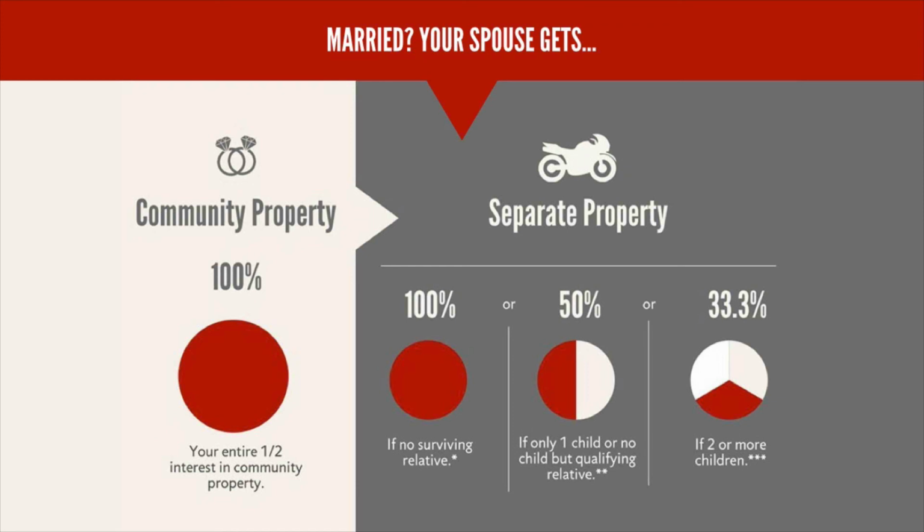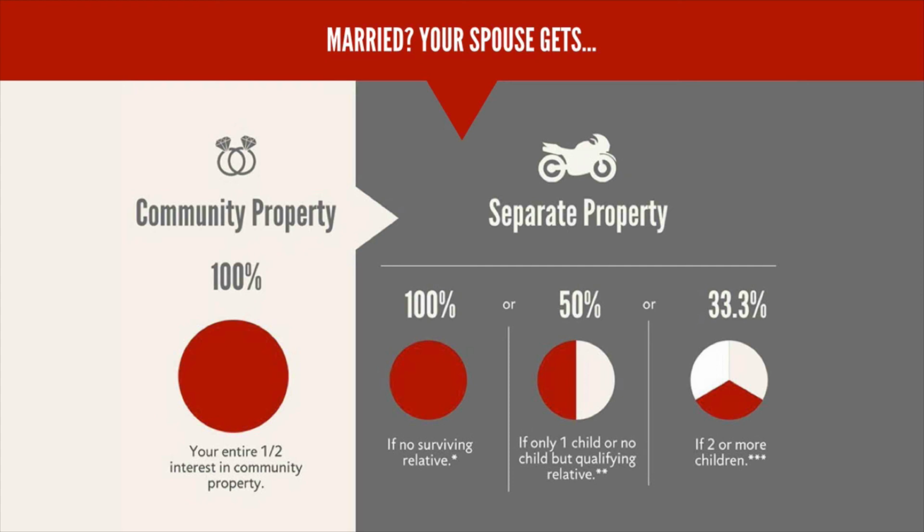So in addition to 100% of your community property, your spouse will also get either 100%, 50%, or 33 1/3% of your separate property, depending on whether you have no child, one child, or two or more children. The rest would be split among your children or a qualifying relative. Now, if you're interested in looking at the specifics of what a qualifying relative is, you can go directly to California Probate Code, Section 6401.